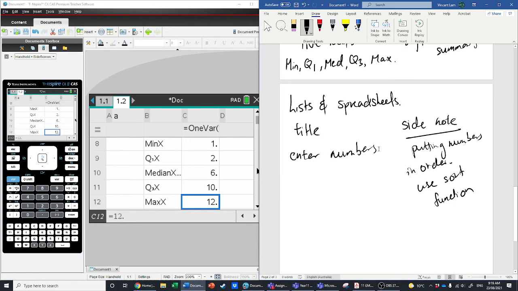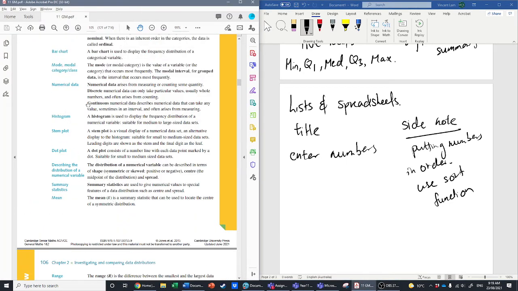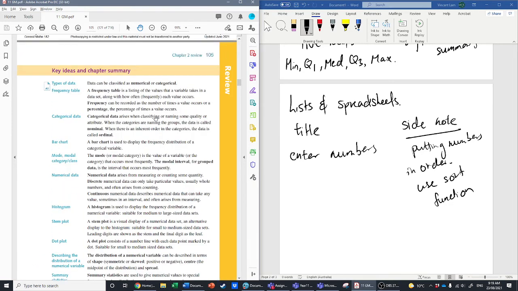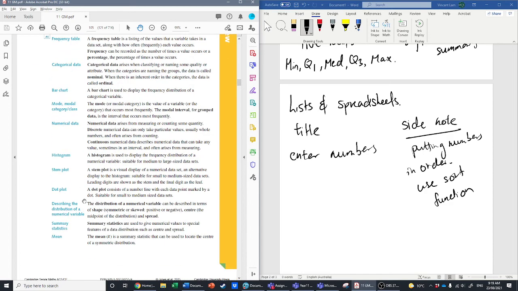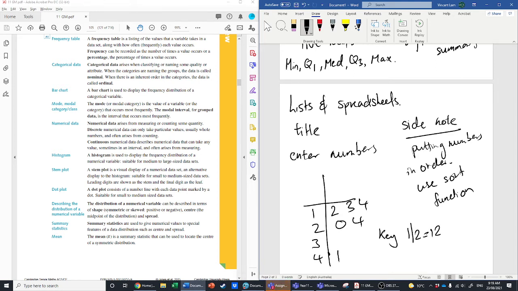Please make sure you have a ruler or something straight ready, because you'll most likely be drawing some kind of graph for me. What else? Remember how to remind yourself how to draw all the different types of graphs. Histogram has no gaps. A bar chart has gaps. And stem and leaf plot, remember you need a key. So stem and leaf plot looks like this. You've got 1, 2, 3, 4, 2, 0, 4, 3, 4, 1. And then remember that you need the key. So 1|2 is the number 12.